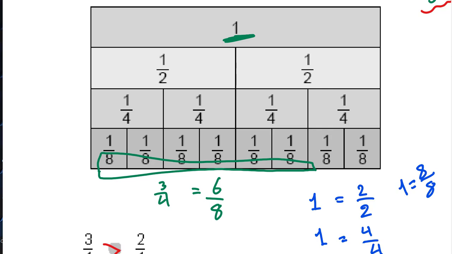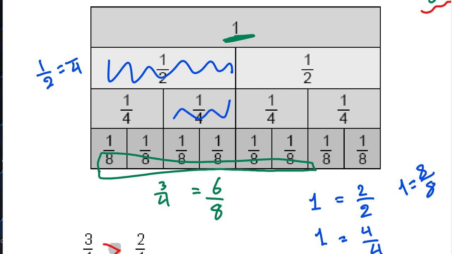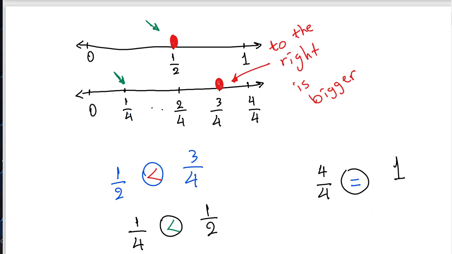And we can find equivalent fractions. So here we see that 1/2 is equal to how many fourths if I use this 1/2? So it's these two together, so 2/4. And 3/4 is equal to 6/8. We can find many, many equivalent fractions here using these models.